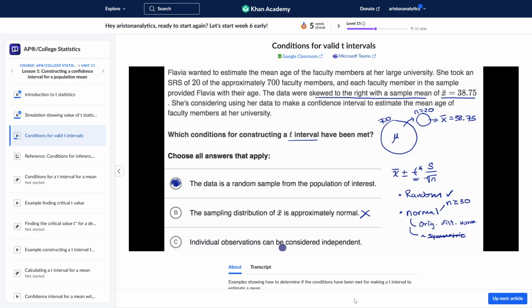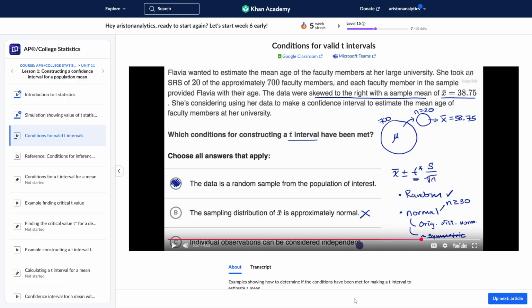Choice C, individual observations can be considered independent. The way you assume normality for inference on categorical data is different. This has to do with the distribution itself, whereas the other one has to do with the expected numbers of successes and failures.